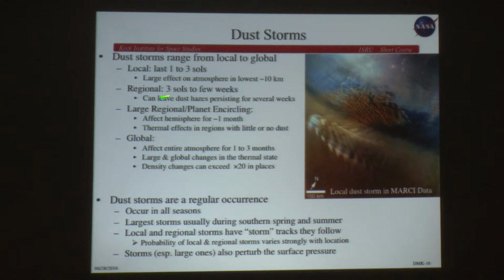Then you get up to the larger ones, what we call large regional or planet-encircling. These affect an entire hemisphere for a month or more. They can also have thermal effects on the atmosphere globally. Basically, they've gotten large enough that they're affecting the global circulation of Mars. Finally, the ones that we all think about are the global dust storms. These affect the entire atmosphere for a month to 3 months, perhaps even longer.